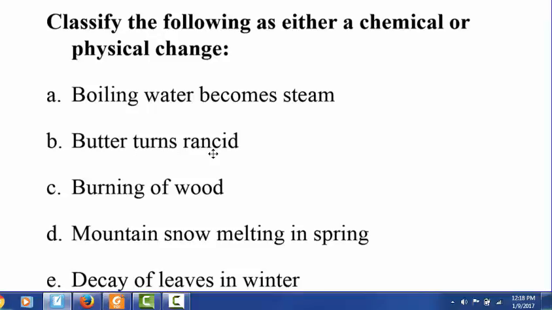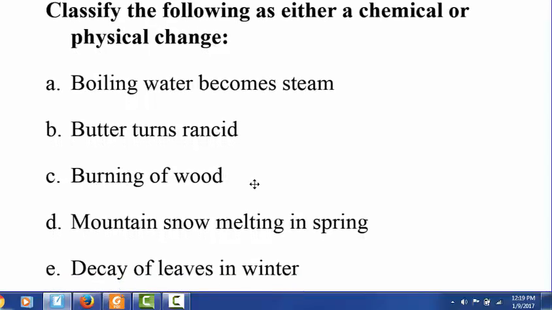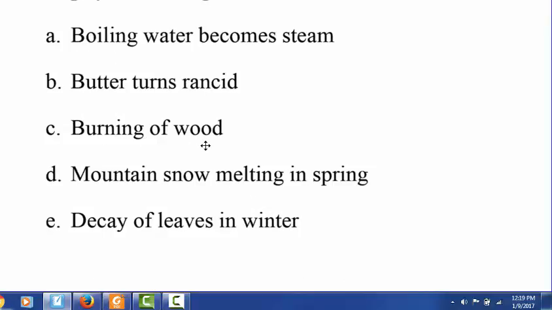Butter turns rancid. So rancid or spoiling here. This is the first step in a decomposition. It is decomposing from butter into something that is rotting. Anything like that is a chemical change. It is no longer butter. It is going through some sort of chemical change, decomposing. It is rotting. So this would be a chemical change. Burning of wood, well, just like our example earlier of burning paper, burning wood is a chemical change because it will chemically change the wood into something else.